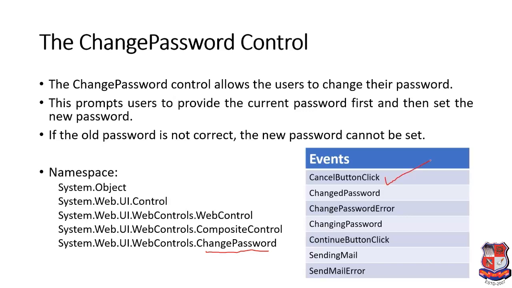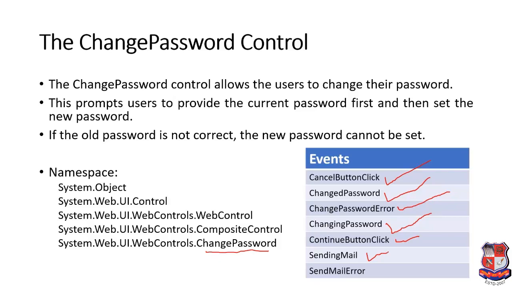First event is CancelButtonClick, initiated when the user clicks the cancel button to stop the process of changing the password. Next is ChangedPassword, initiated when the password is changed for the user account. Next is ChangePasswordError. It is initiated when there is an error in changing the password for the user account. Next is ChangingPassword. It is initiated before the password for a user account is changed. Next is ContinueButtonClick. It is initiated when the user clicks on the continue button.